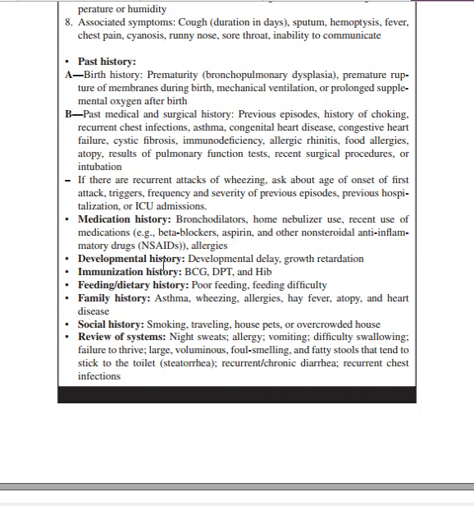So now the next thing is development. So we have developmental issue. Under developmental issue, we have developmental delay, we have growth retardation. Immunization issue, we have BCG, diphtheria, pertussis, tetanus, and all that can result in disease. We have feeding. Is there poor feeding? Is there feeding difficulty? We have family issue, asthma, wheezing, allergies, and all that. Social issues, smoking, traveling, hospital, and overcrowded house. And you will look at the review of systems.